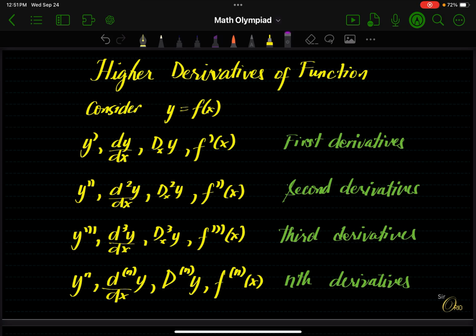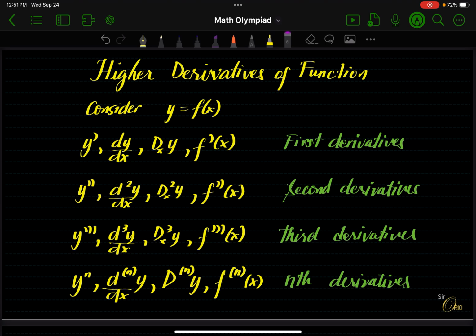Hi everyone, how to solve higher derivatives of a function. Consider that y is equal to f of x. When we say higher derivatives, that is the derivatives of the derivatives. The first derivative is the derivative of the function. The second derivative is the derivative of the first derivative. The third derivative is the derivative of the second derivative.